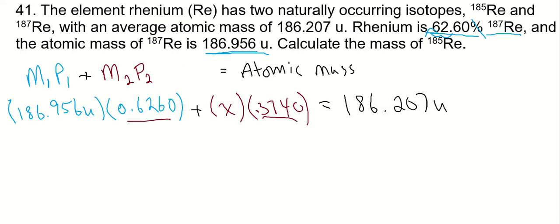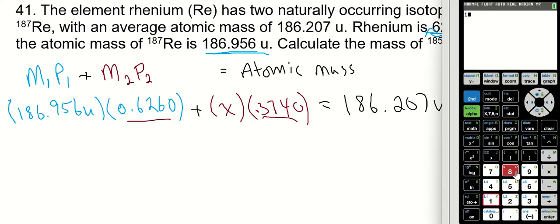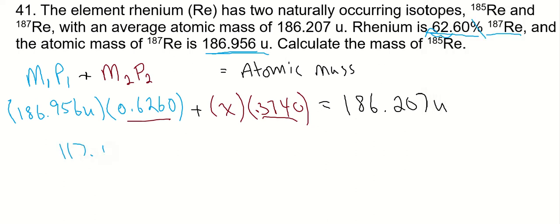We can do a little simplification. You know what? I'm just going to do all this in my calculator. There's a lot of writing. All right, here we go. Let's simplify. Do this 186.956 times 0.626. I don't feel like writing all that, but I better write it out: 117.03. There's more numbers to it, but I have it stored in my calculator.